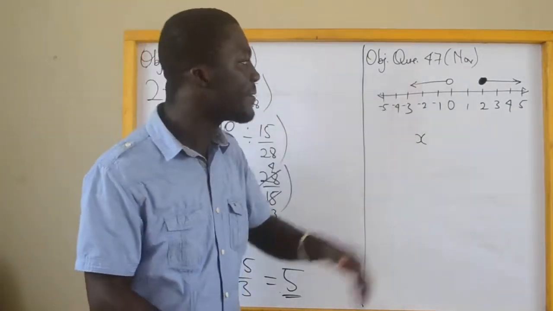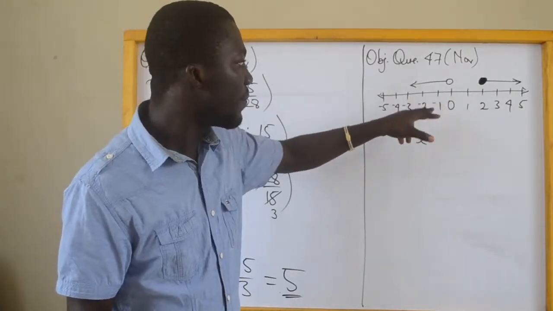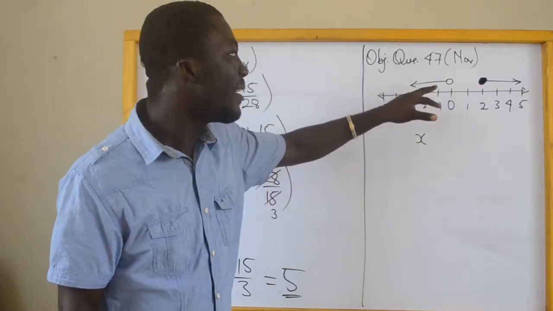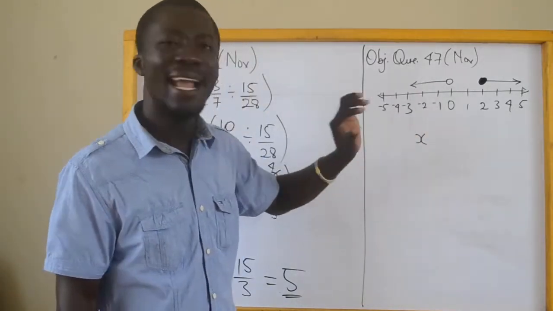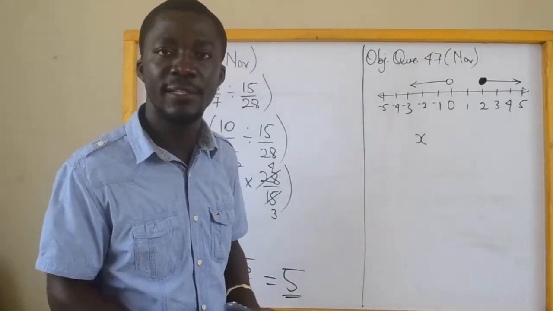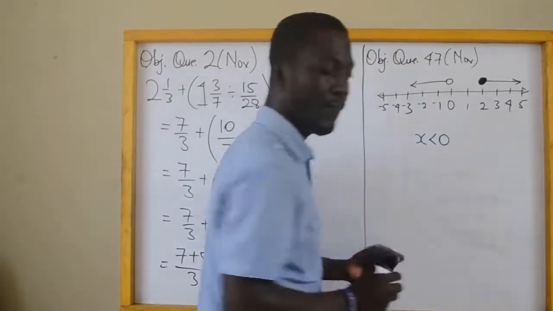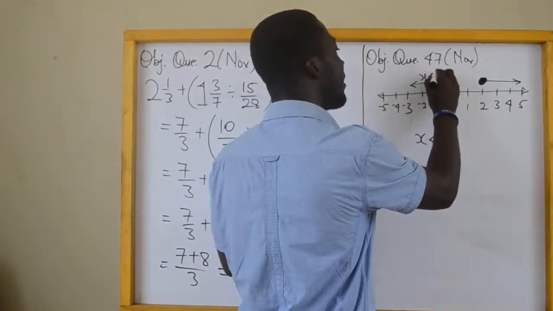When you look at this, the values to the left are telling us that the values we are using the variable x to represent are less than 0, and 0 is not part. So we say that our x is less than 0, meaning this part has been taken care of.